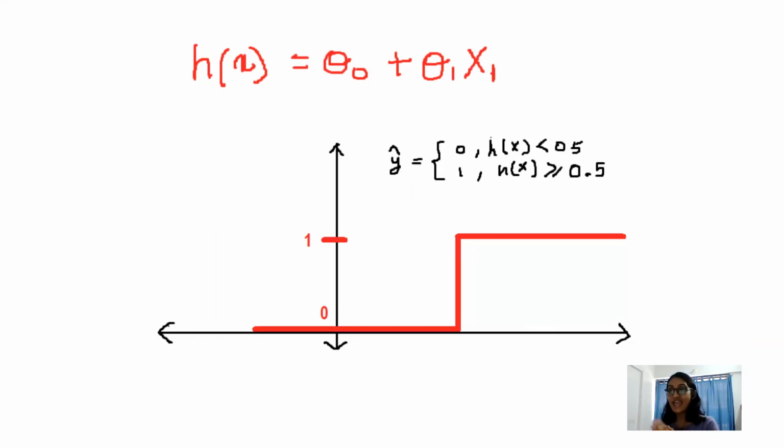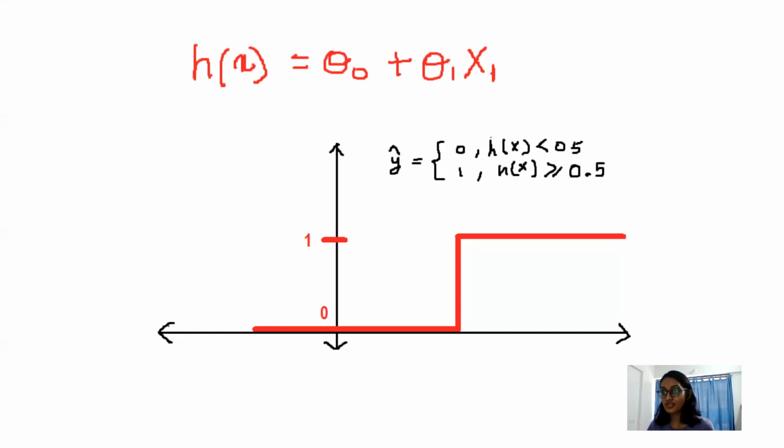Now, if our h value is less than 0.5, then our y hat value will be 0. And if our h value is greater than or equal to 0.5, then our y hat value will be 1. So 0.5 is an arbitrary threshold value that I have defined over here. Then the graph that you will see looks like this. It is a pure graphical representation.